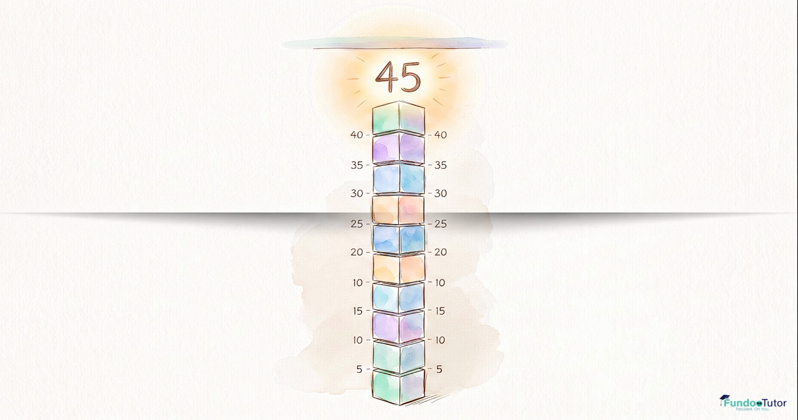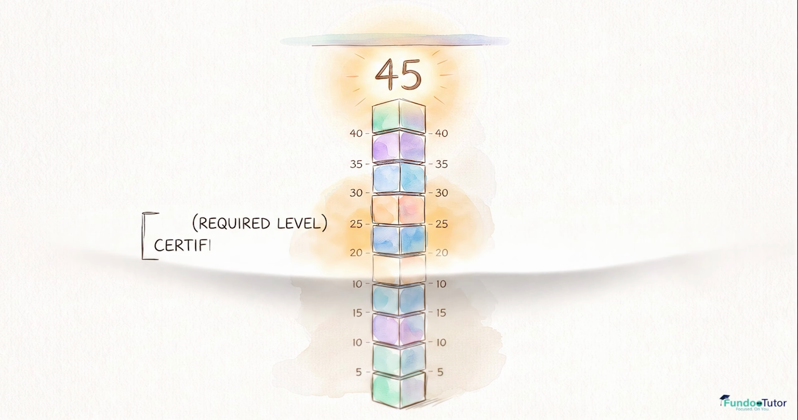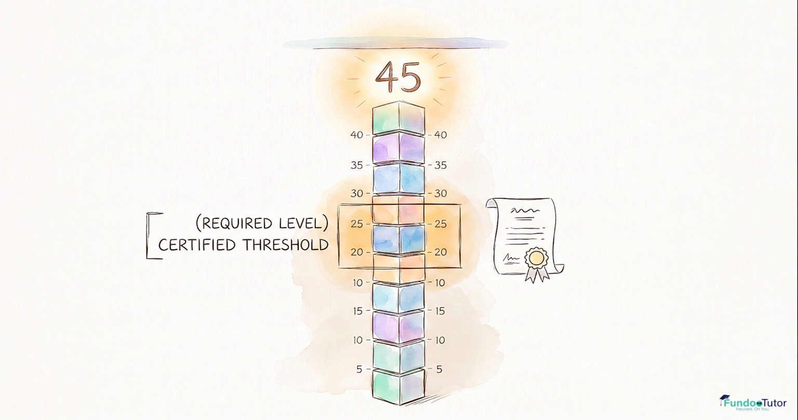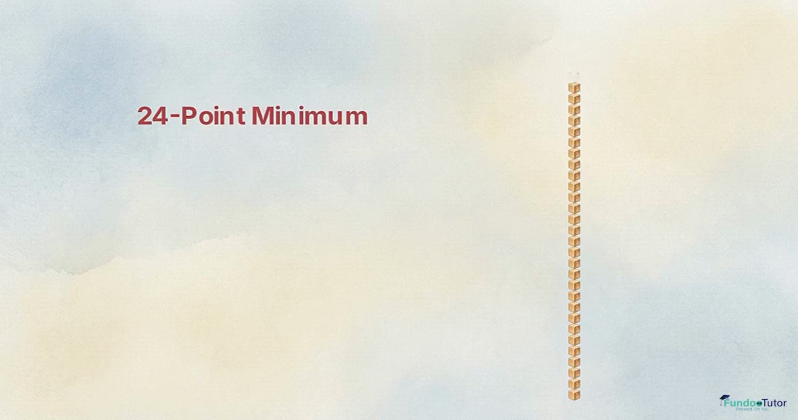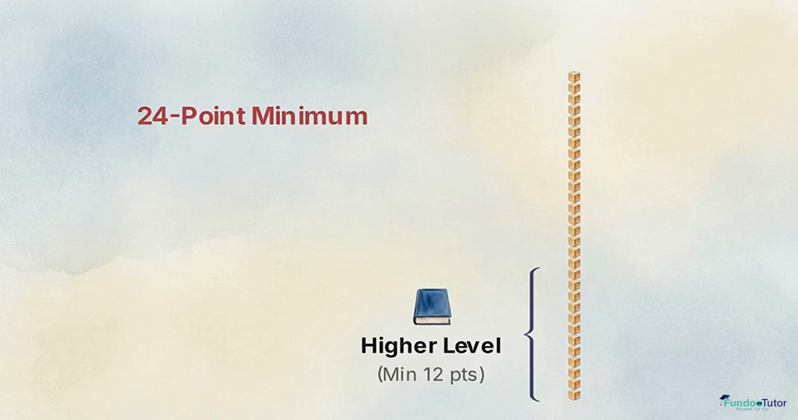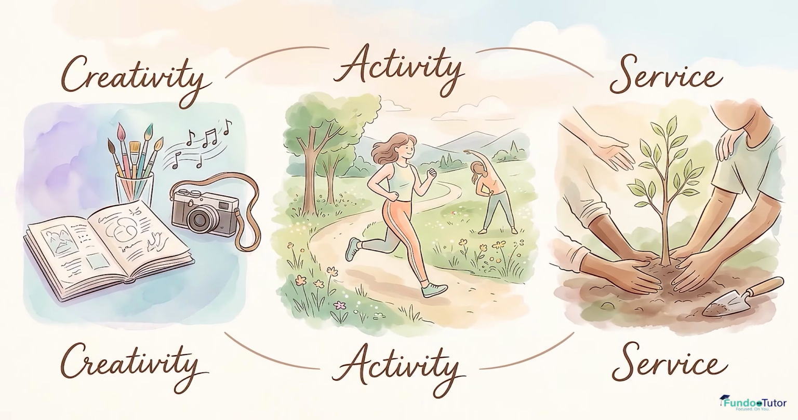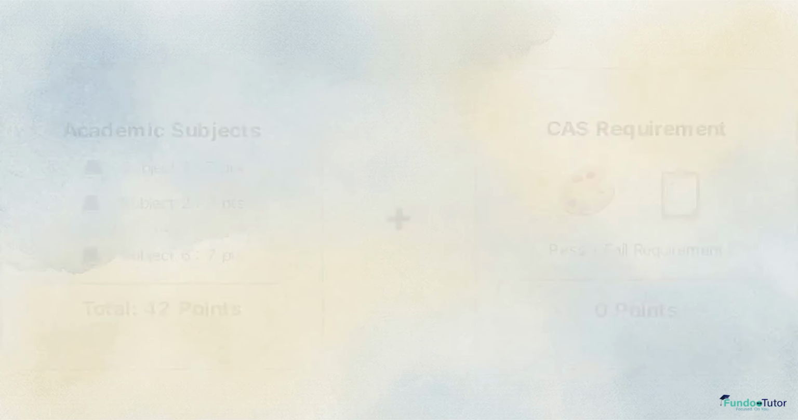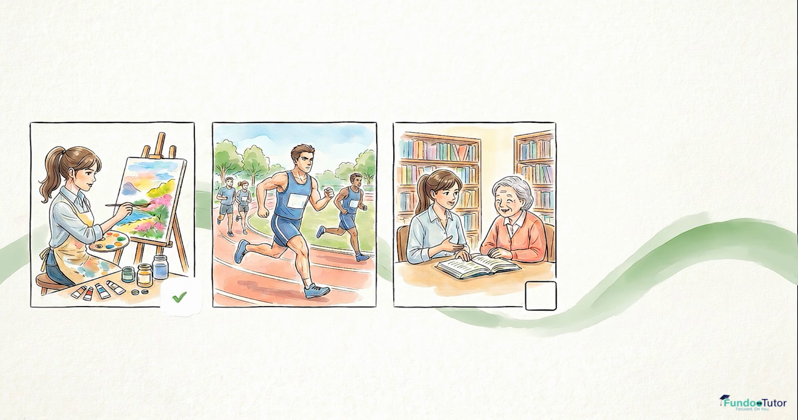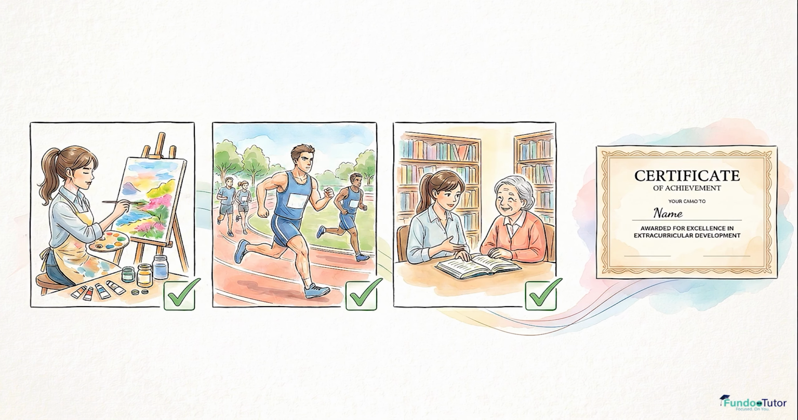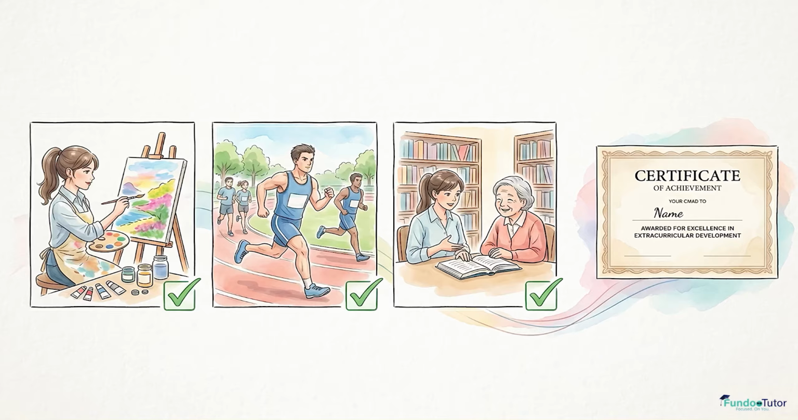While 45 is the mathematical ceiling, the IB diploma is awarded based on meeting specific minimum thresholds rather than achieving perfection. To receive the diploma, a student must accumulate at least 24 points overall while meeting specific requirements for their higher-level results. Students must also fulfill the creativity, activity, service requirement. While CAS does not contribute points to the final score, completing these extracurricular projects is a mandatory condition for graduation.